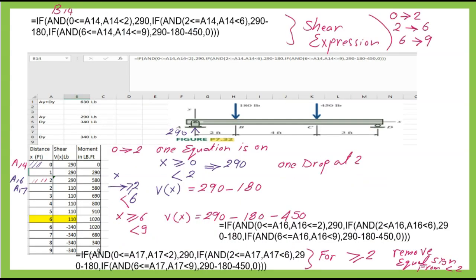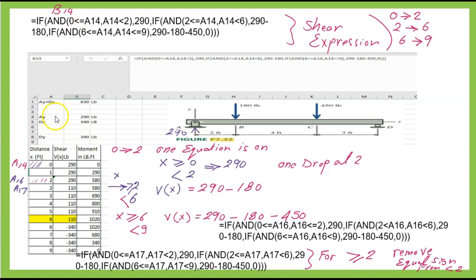In the next slide, I used an Excel sheet. First, I checked the values of AY and DY by using both the sum for vertical loads and the sum of moments at both A and D by using rows from 1 to 8.